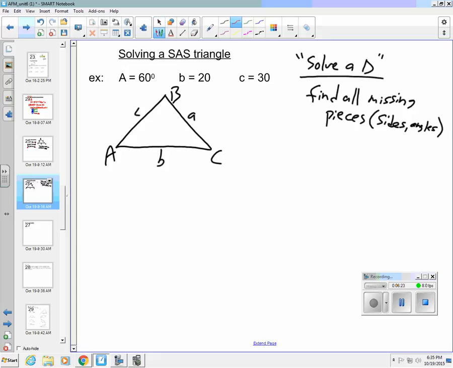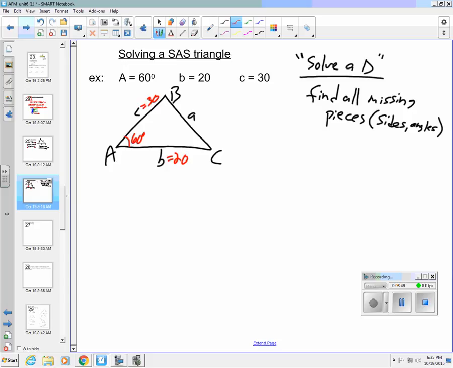Right, so once we have this triangle, we can go ahead and fill in the information that we're given in the problem. We know this angle here at A is 60 degrees. We know that side length B is 20 and side length C is 30. This is how we get a side-angle-side group. You can see we have two sides, C and B, and the angle in between them, the included angle, angle A.